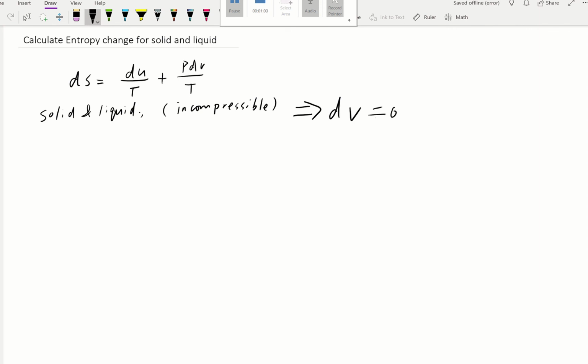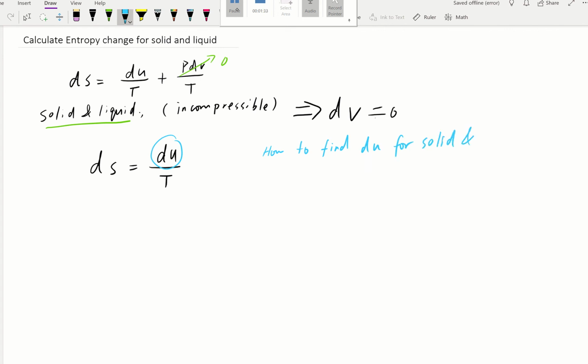Then this TdS relationship can be simplified for solid and liquid. This will be equal to 0. Then what do we have? We'll have ds equal to du over T. And then how do we calculate du for solid and liquid? So, how do you find du for a solid and a liquid?